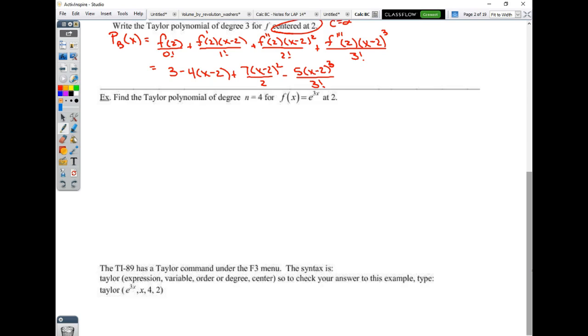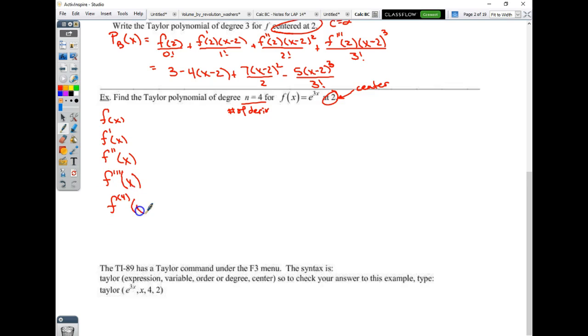What I want to realize is that this at 2 is my center to the polynomial I'm creating. I almost called it a series, and that's technically not true. So that's my center to my polynomial. I want degree 4. What that tells me is that is my number of derivatives. Which means in this problem, not only do I have to have f of x, but I will need to find f prime of x, f double prime of x, f triple prime of x, and the fourth derivative of x.